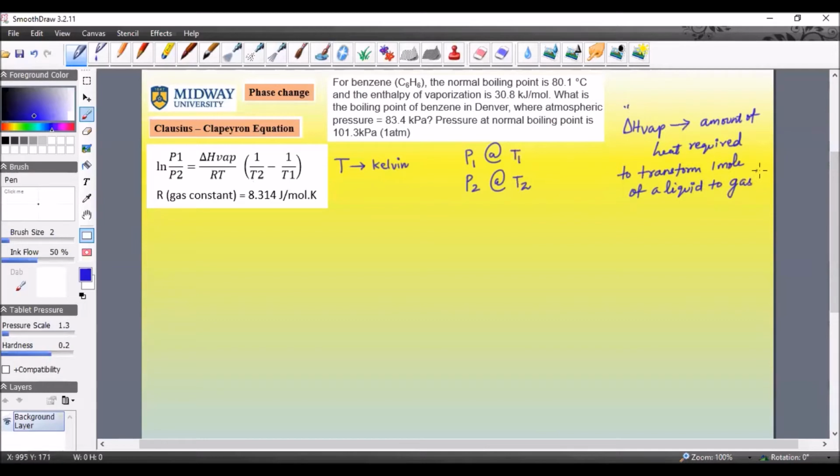With that said, we have benzene. The normal boiling point of benzene is 80.1 degrees Celsius, and the enthalpy of vaporization is 30.8 kilojoules per mole. What is the boiling point of benzene in Denver, where atmospheric pressure is this? We know that STP is 1 atm, but again, pressure can also be expressed in other units. So this is the pressure. Now let's look at the problem.